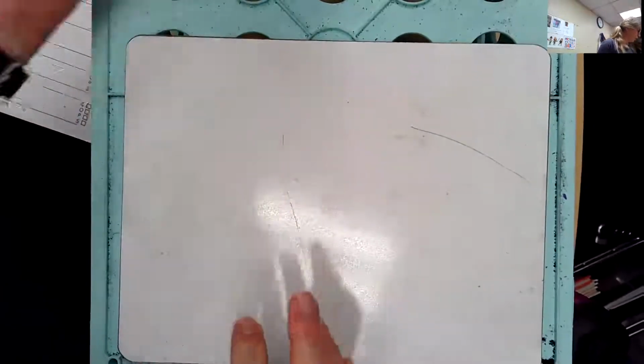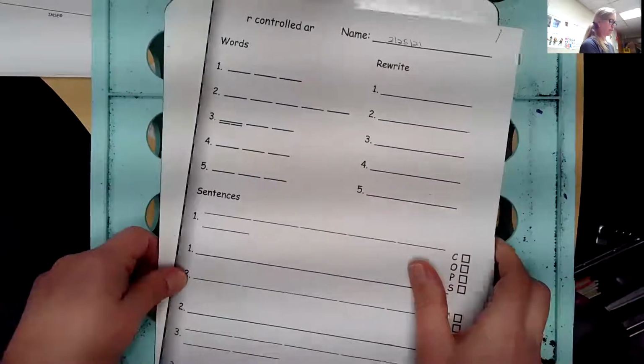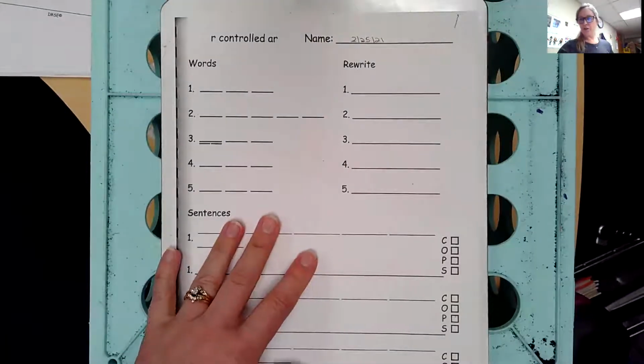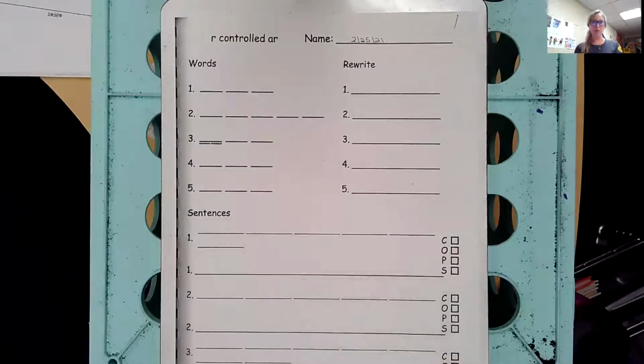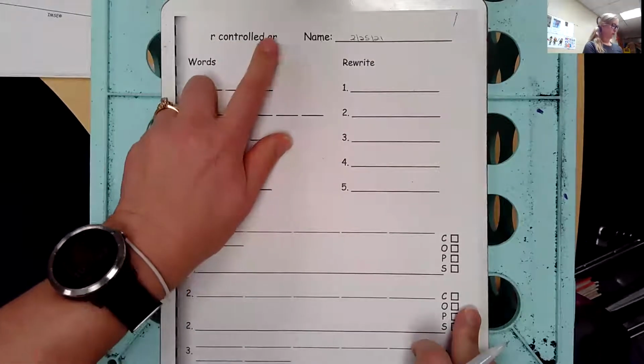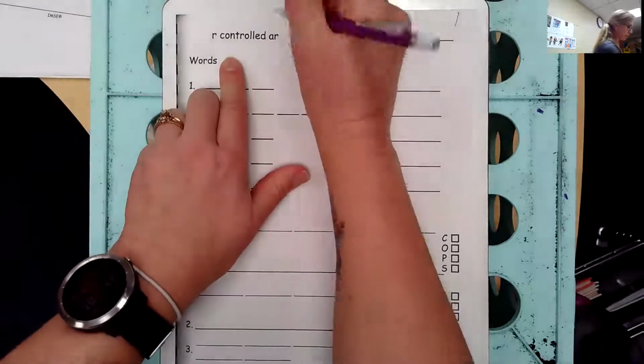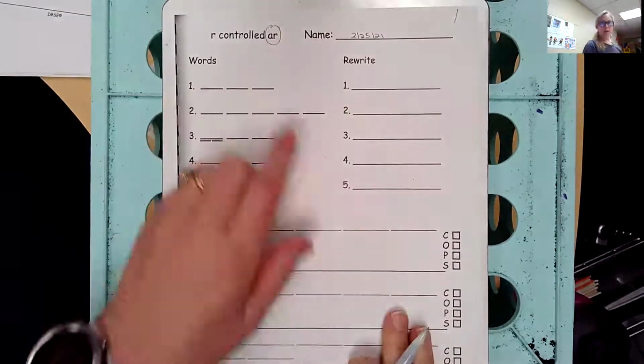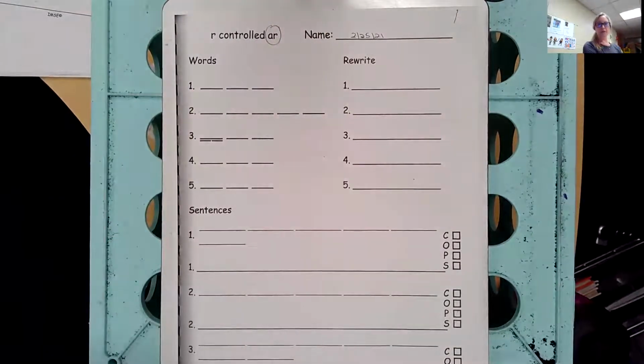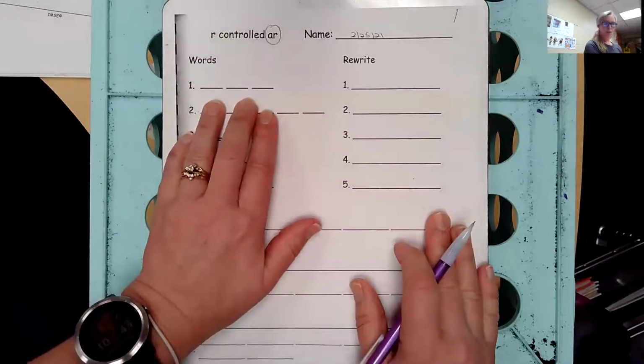Open up your word dictation book to Unit 5. We're on the very first page of Unit 5. We are working on that R control, A-R. I want you to go ahead and circle the A-R at the top because every one of our words is going to have the A-R pattern, okay? So let's start off. Here we go.